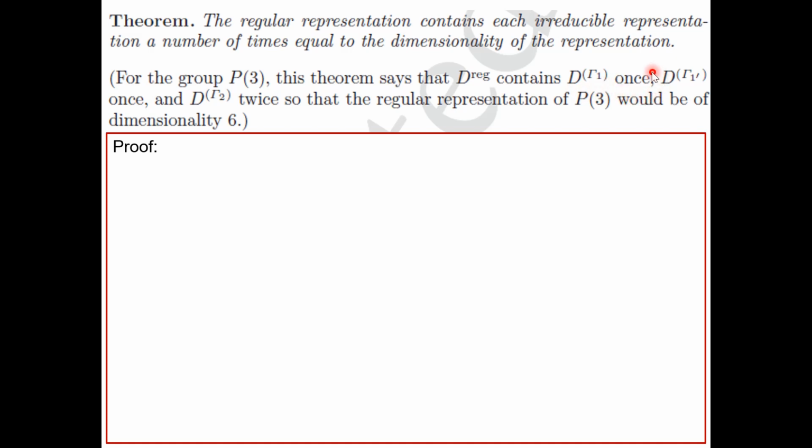gamma 1 just once, because gamma 1 is a one-dimensional representation, gamma 1 prime once, because again it's a one-dimensional representation, and it contains gamma 2 twice. Okay? So the regular representation of P3 has dimensionality 6. We have seen that already by explicit construction of the regular representation. Okay. All right. So let us show this result. Let me prove this theorem.